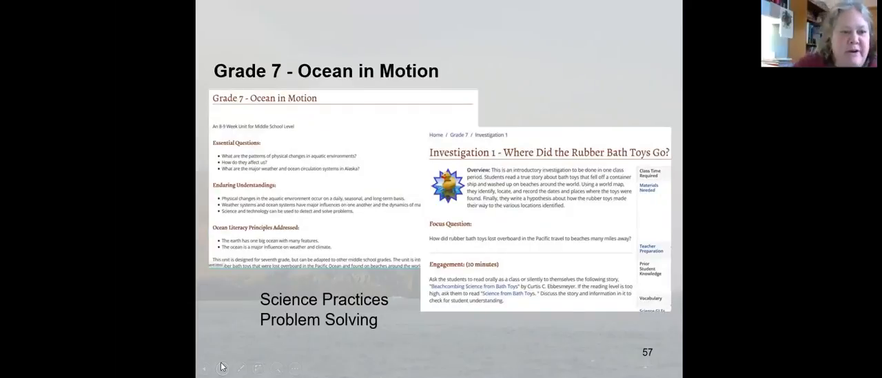Okay, and moving on to seven, Ocean in Motion. One of the best activities in this particular unit is looking at where did the rubber bath toys go. While this particular lesson does focus on marine debris and the story of the rubber duckies that fell overboard, it looks at science practices, problem solving. How did this particular study allow scientists to understand more about ocean circulations, and things like that.